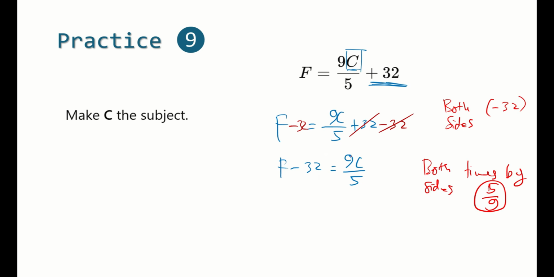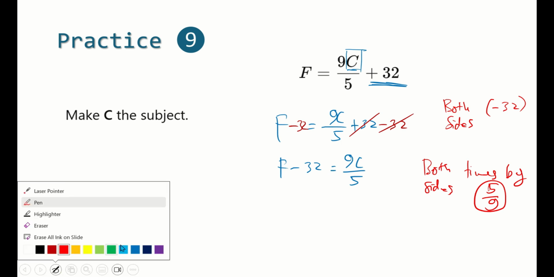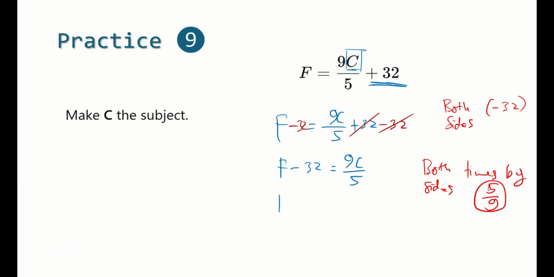That's the possible way to let this 9 over 5 disappear from C, because the purpose is to let C alone. So F minus 32 equals 9 over 5 C. I just copy paste again.